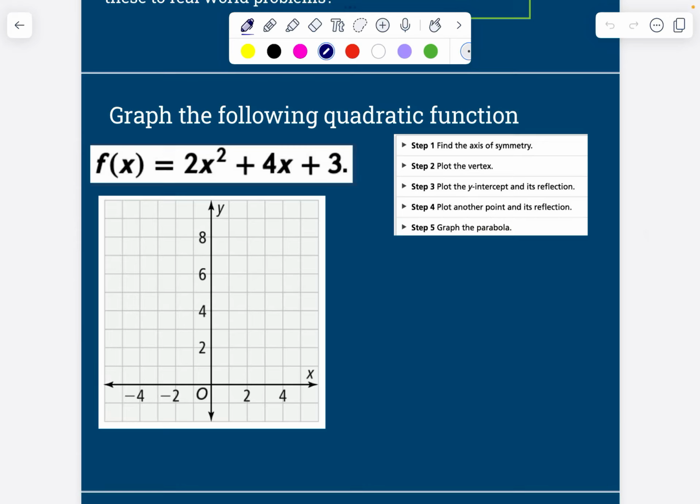Hi friends, today we're going to talk about graphing quadratic functions in standard form. So as always, we're going to start by writing down our a, b, and c. So here a is 2, b is 4, c is 3. Our first step is going to be to find the vertex.